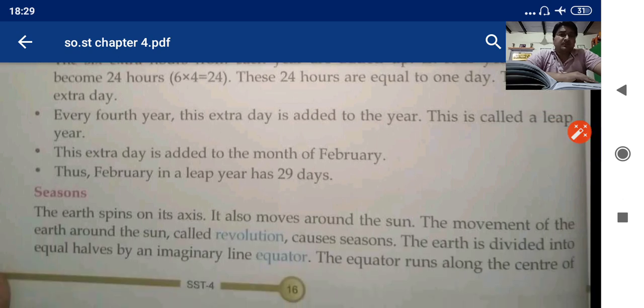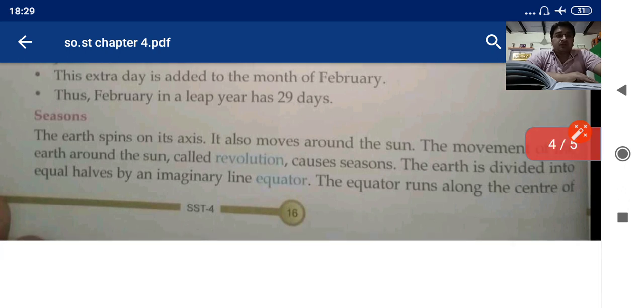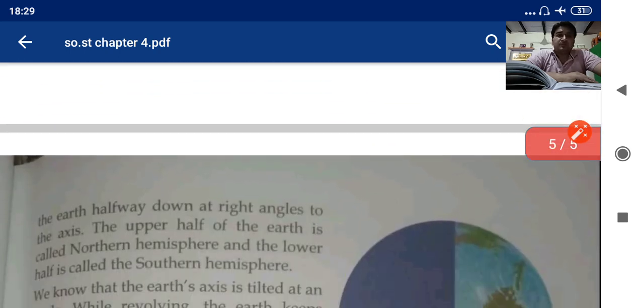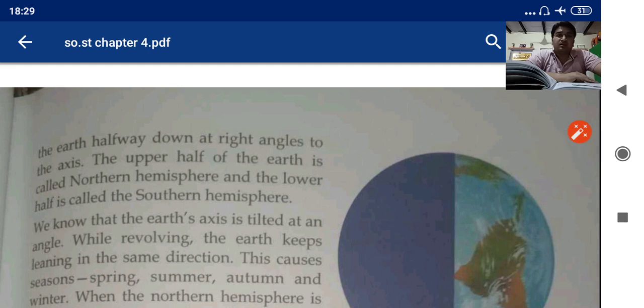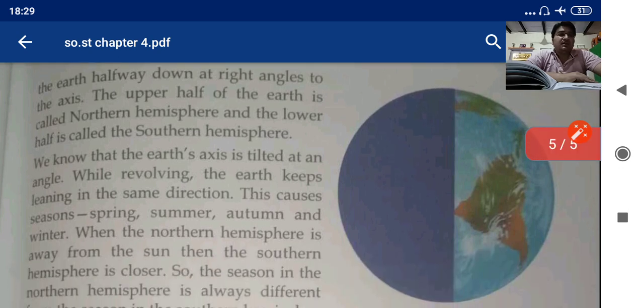Seasons. Earth spins on its axis, it also moves around the Sun. The movement of the Earth around the Sun is called revolution. We have already seen that, and it causes seasons. Earth is divided into equal halves by an imaginary line, the equator. The equator runs along the center of Earth, halfway down, at right angles to the axis. The upper half of the Earth is called the northern hemisphere and the lower half is called the southern hemisphere. To understand the equator, I will give you an example.